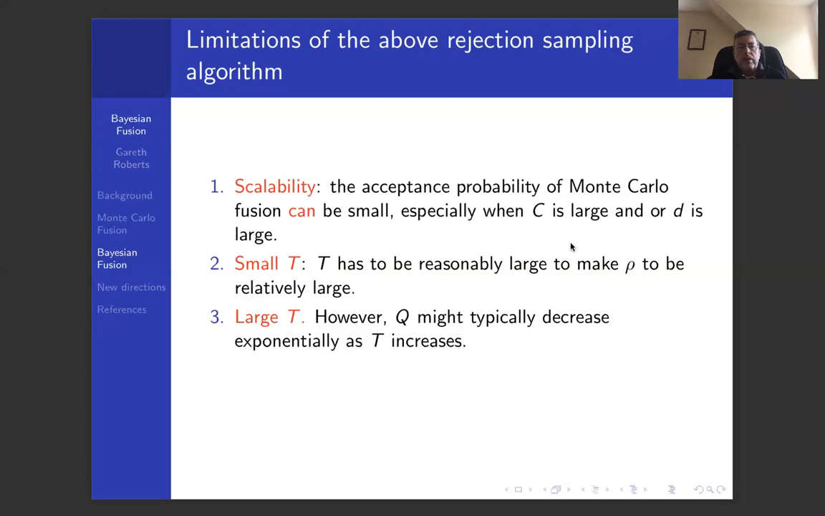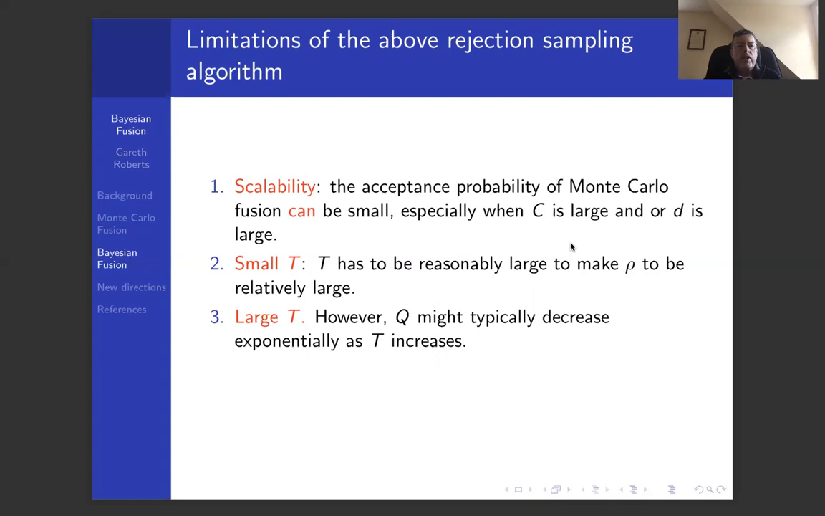Secondly, if T is too small, as we saw, the rho rejection step can actually have a very, very small acceptance probability. And when T is large, then we needed to have these Brownian bridges running over a longer time period and therefore having a much higher probability of rejecting. So that can also lead to problems. And in complicated high dimensional situations, it will often be very difficult to find a T which allows both these rejection steps to be acceptable for efficiency.